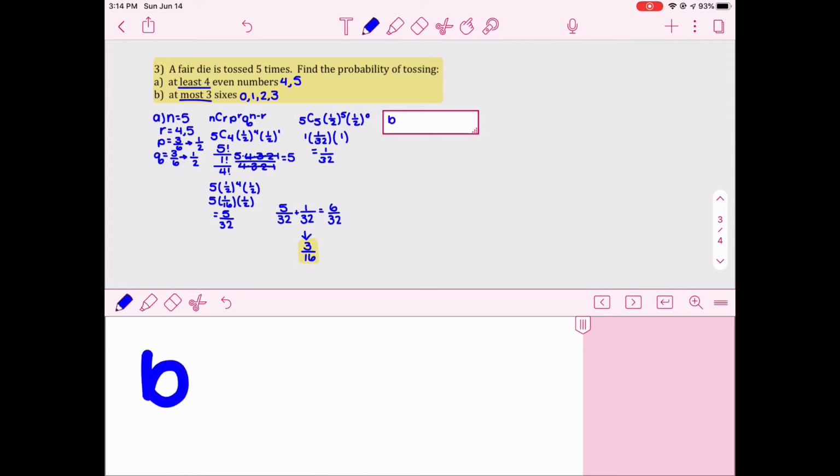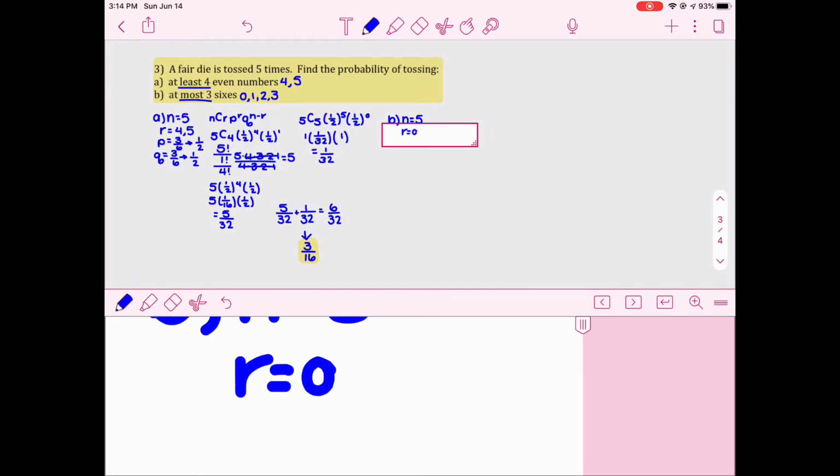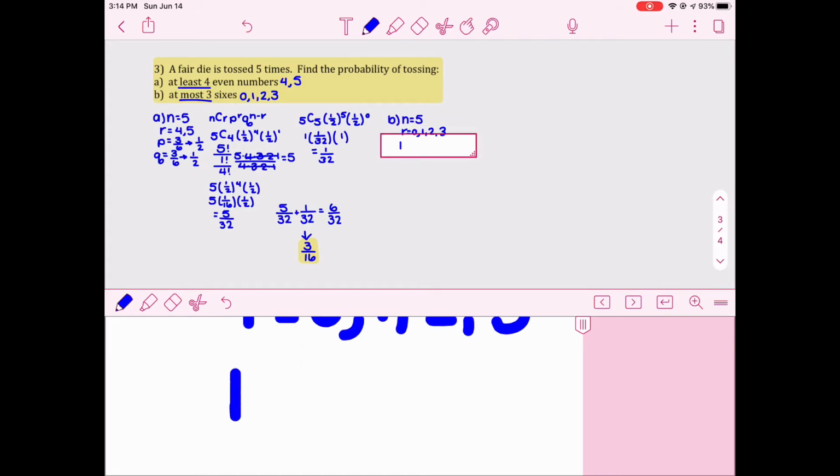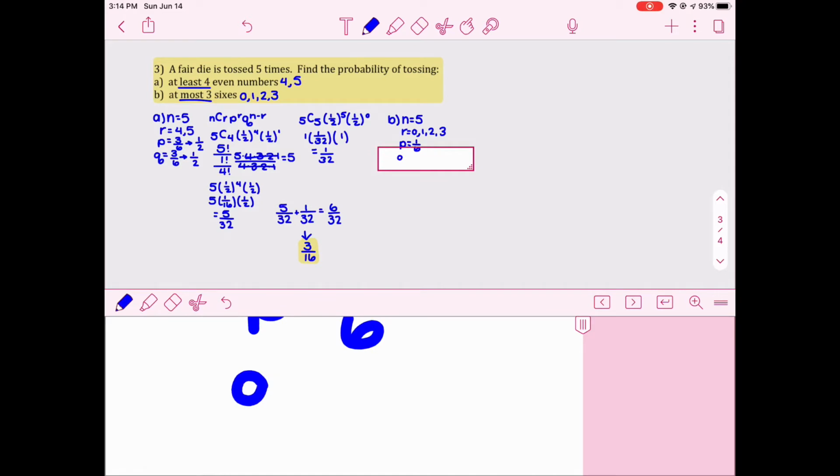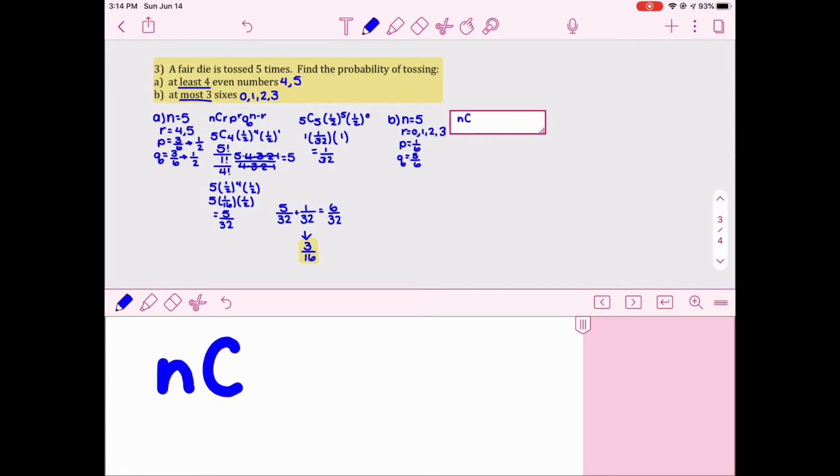So now all the pieces in the formula will change for part B except for N, because you're still rolling the dice 5 times. So N is 5, R would be 0, 1, 2, and 3 because it's at most. P is 1 out of 6 because there's only 1 six on the dice. And Q is 5 out of 6. We write the same formula as we did in part A.